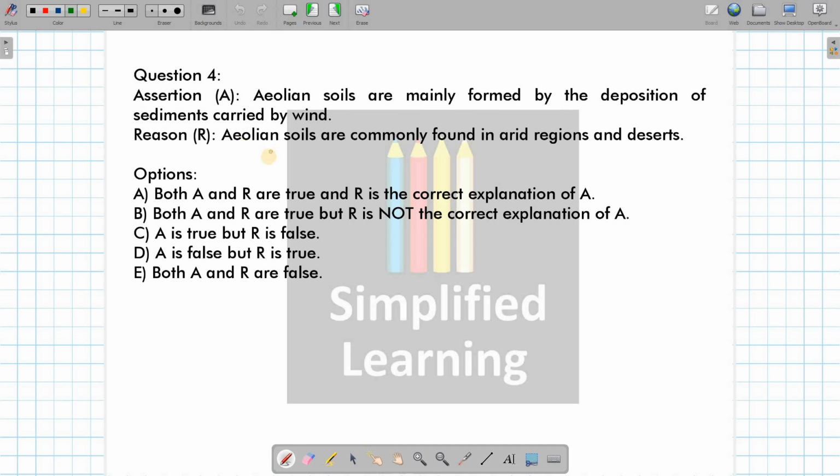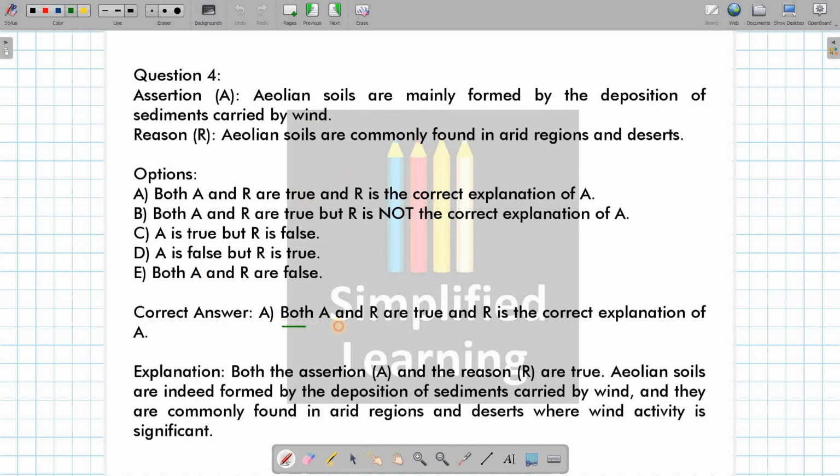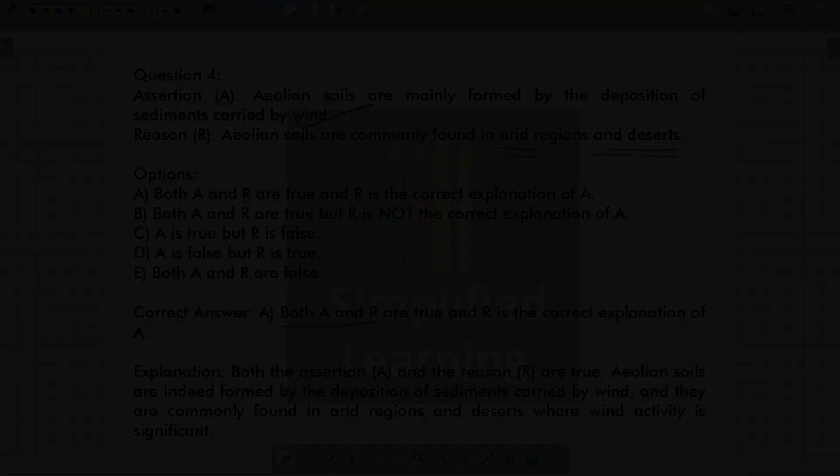Alright, question number 4. Let's see. Statement 1. Aeolian soils are mainly formed by deposition of sediments carried by wind. Yes, aeolian and wind sound connected. Then the reason: aeolian soils are found in arid regions and desert, meaning there are no obstacles and hurdles for the formation of soil by wind. Okay, now let's say whether both are correct and if they are connected to each other. See, the correct answer is A, both A and R are true. Yes, aeolian soils are formed by deposition of sediments carried by wind. Then aeolian soils are commonly found in arid regions, that is desert regions, meaning in open areas, right?